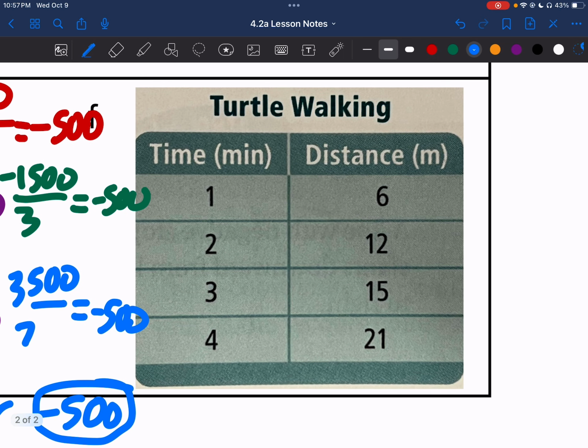All right, now our turtle walking. We go from 1 to 2, 2 to 3, 3 to 4. We're adding 1 for each of those. Our distance, we're going from 6 to 12, that's adding 6. 12 to 15 is adding 3. 15 to 21 is adding 6. We have 2 different rates going on here, so this is non-linear.